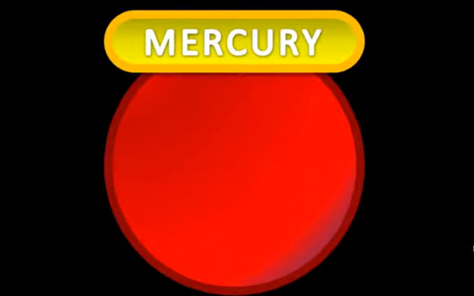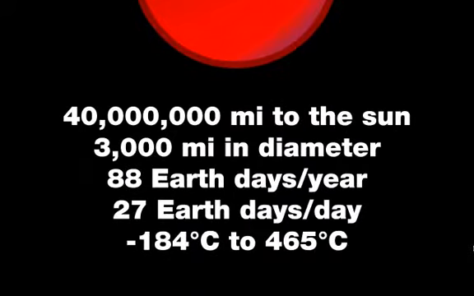Not at all. Well, Mercury, first planet closest to the sun, is 40 million miles to the sun. It's 3,000 miles in diameter. 88 Earth days per year. 27 Earth days per Mercury day. And the temperature varies from negative 184 to a hot 465.